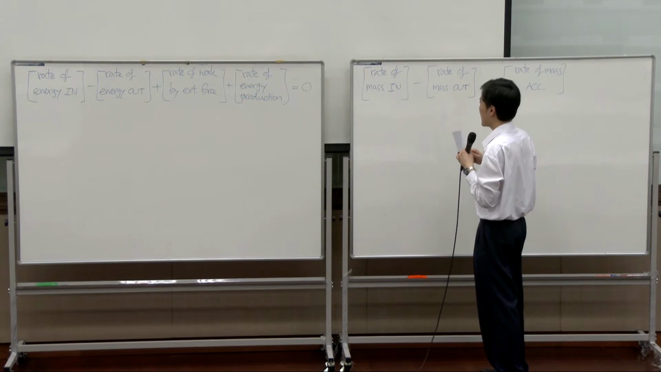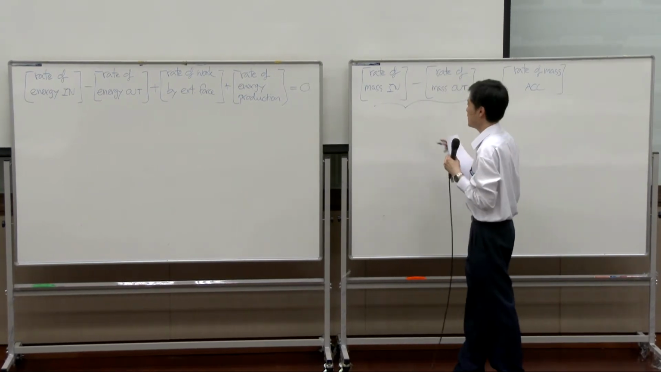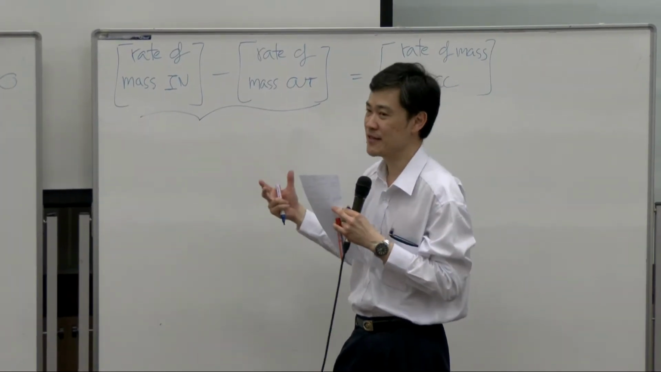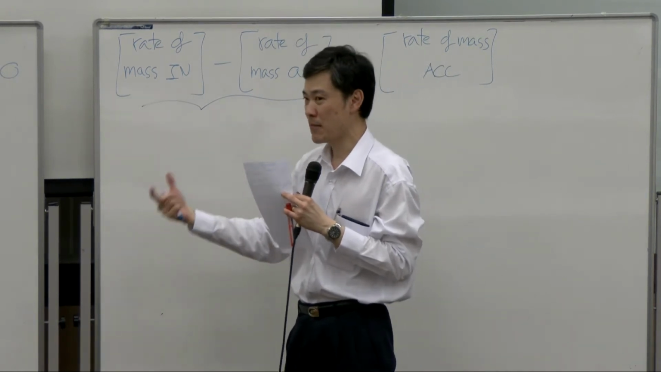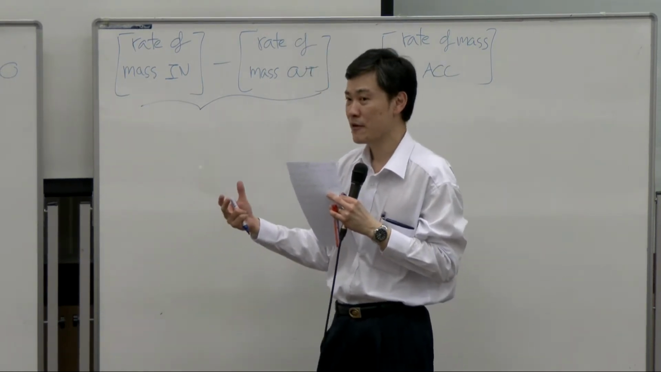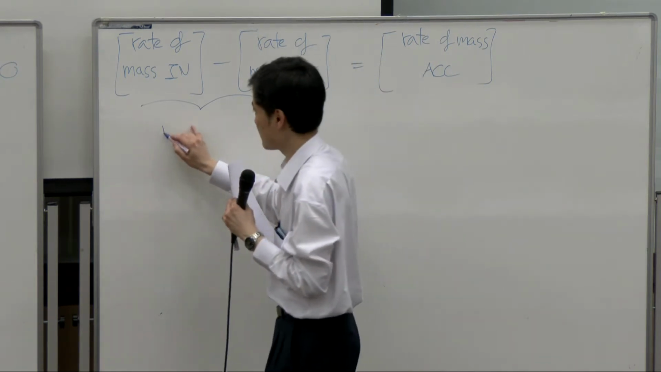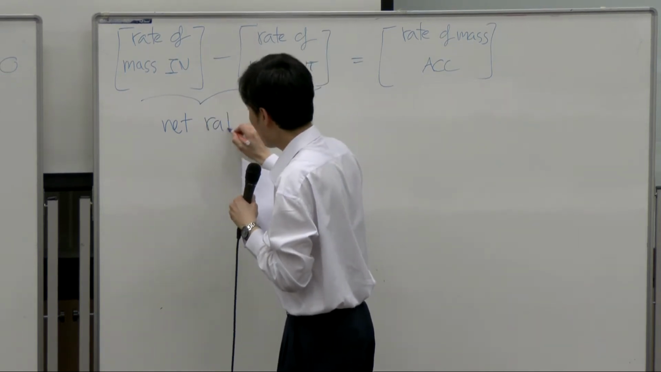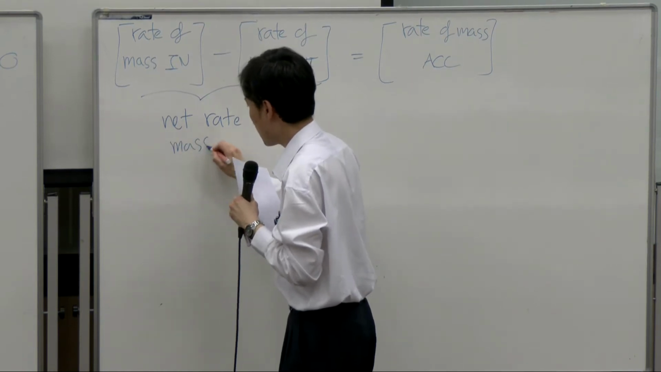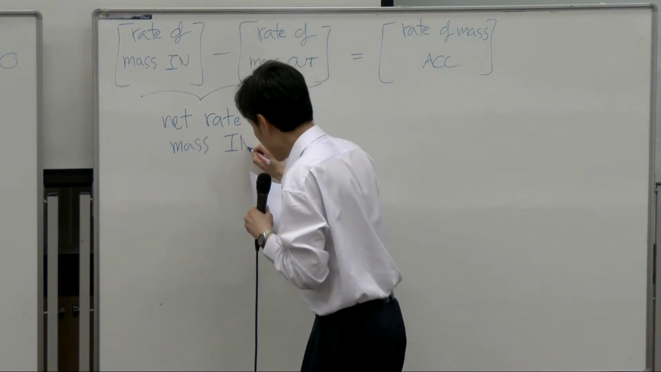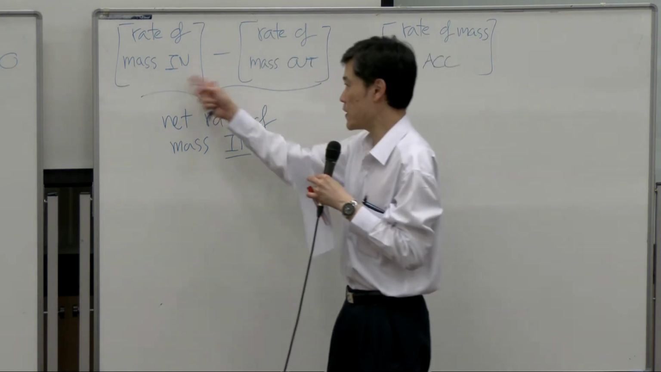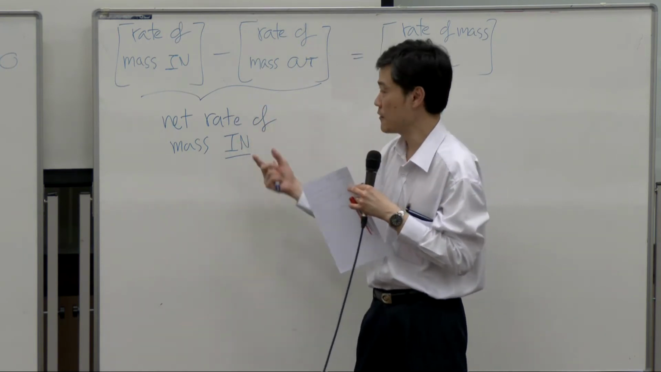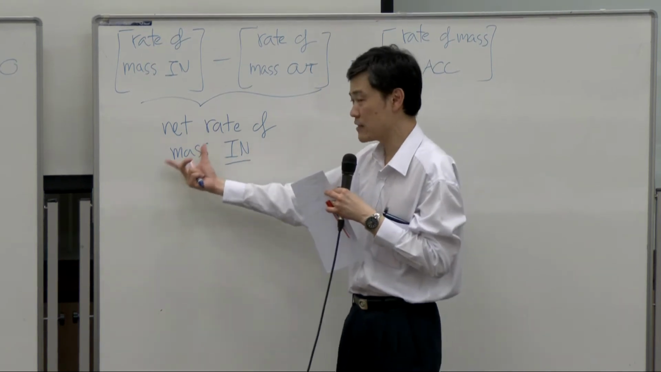If we combine these two terms together, in minus out is basically what we gain. Just imagine you gain money and you spend money at the same time. Whatever you have left as a net, this is what we call net flux, or net rate of mass going in. And I emphasize "in" here. So if you combine these two terms and the result is positive, that means you gain mass, or mass is going in.